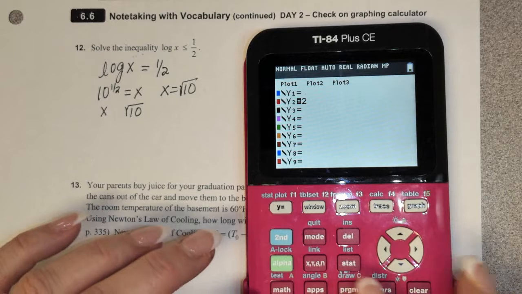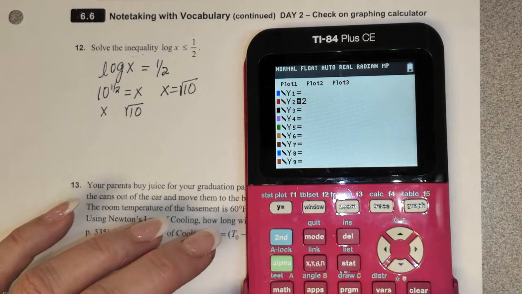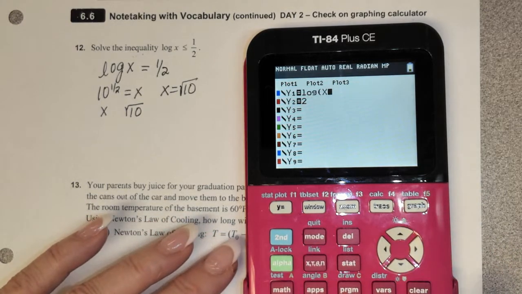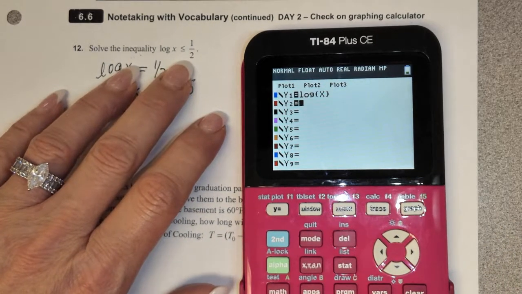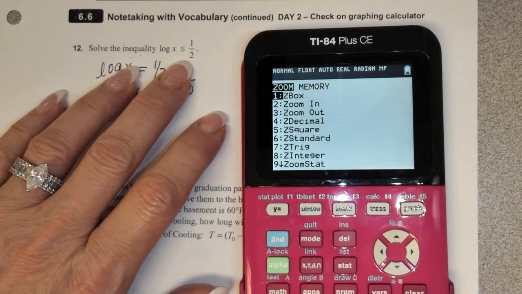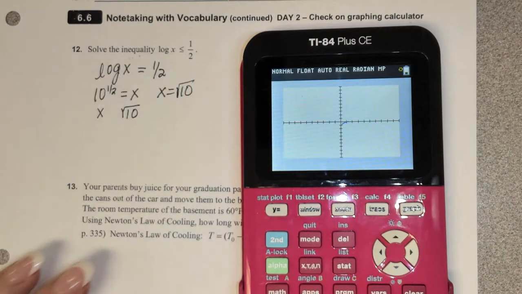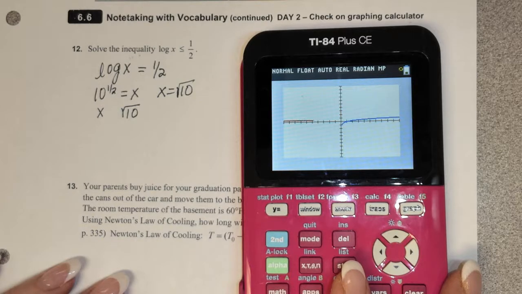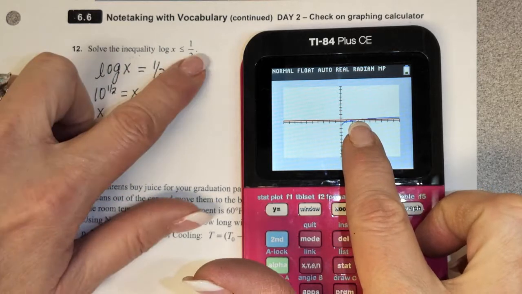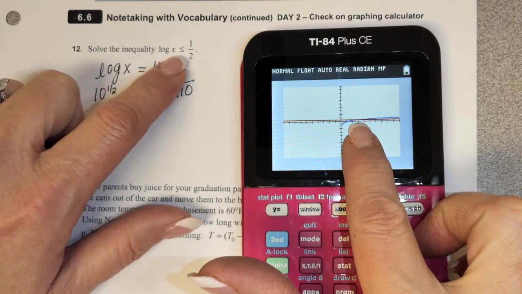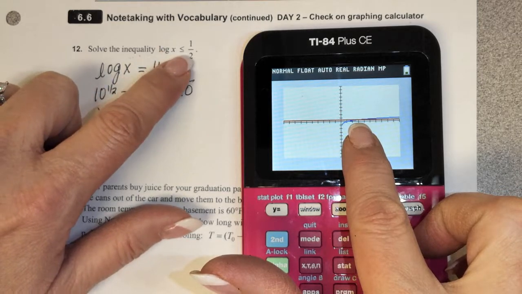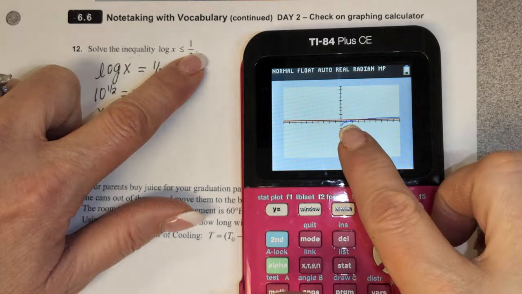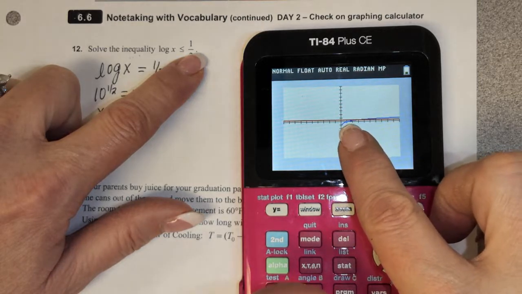So I'm going to put in log x. And then in the other one, I'm going to put in my original problem of 1/2. I'm going to do a zoom 6. And here's the way it looks. Okay, so can you see what we're trying to do? We're trying to solve for the values of x that would make this true. What values of x keep this below 1/2? The little region that works is just right in between there.